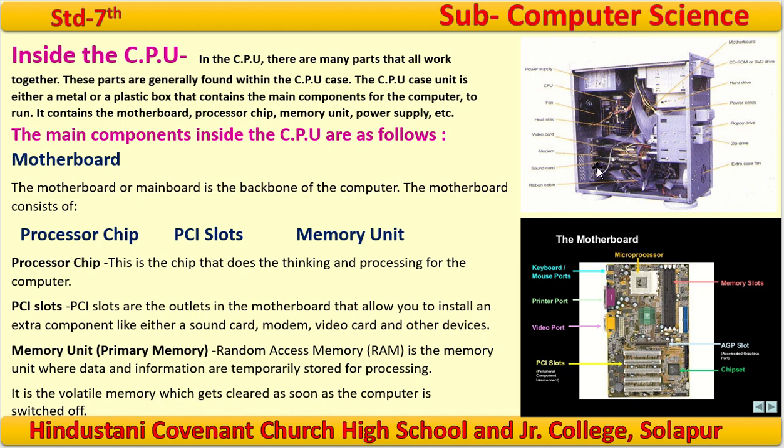Can you see here the CPU? It has lots and lots of parts here. Can you see? This unit is filled up with the data cables, with different cables, with wires, with fan, with processor, all those things. Okay, so we'll just one by one, we'll see the main parts of the CPU. The main components inside the CPU are as follows.